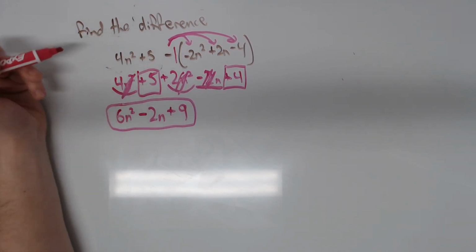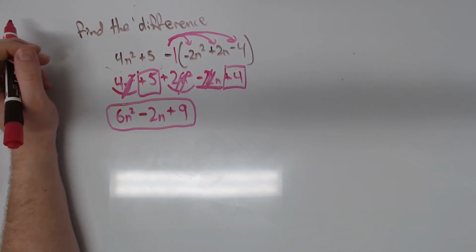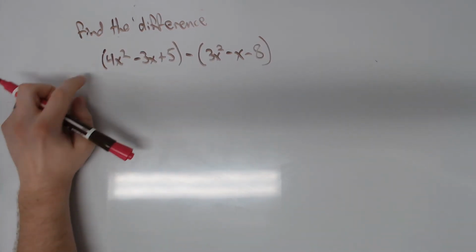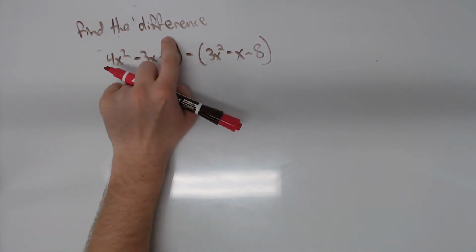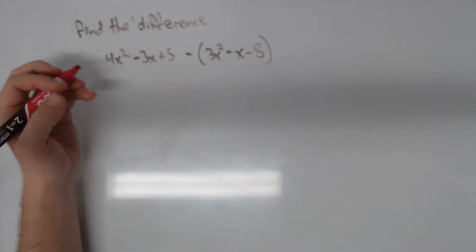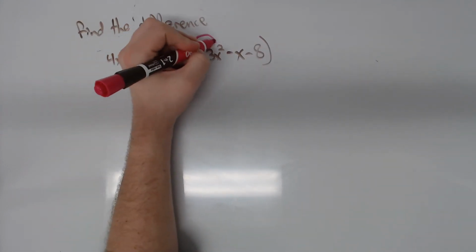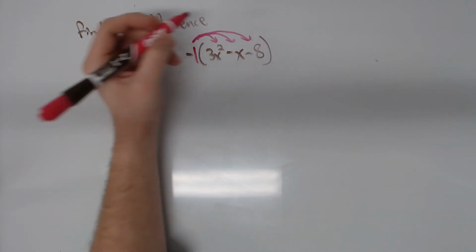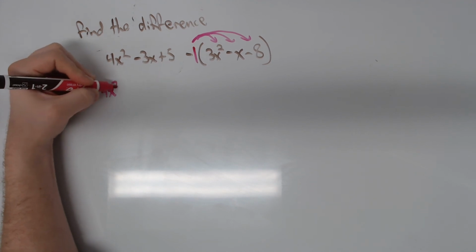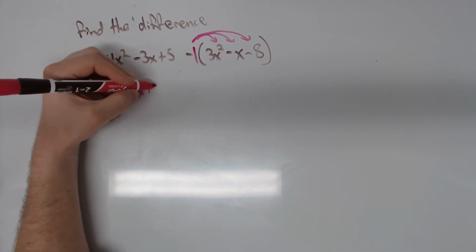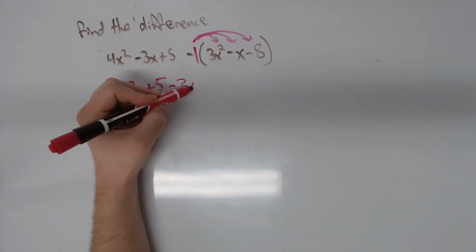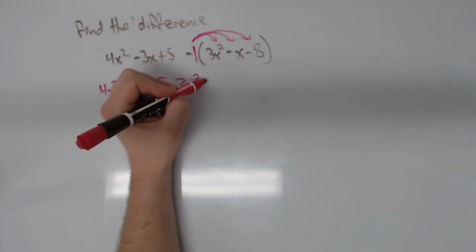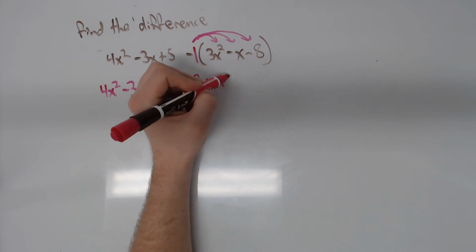But when we see this minus sign, we do have to distribute the negative to each of the terms in the parentheses. Once again, nothing in front of the first parentheses, so the parentheses don't need to be there. But I have to distribute this negative 1. So I end up with 4x squared minus 3x plus 5. That part didn't change, but now it's minus 3x squared plus x and plus 8.